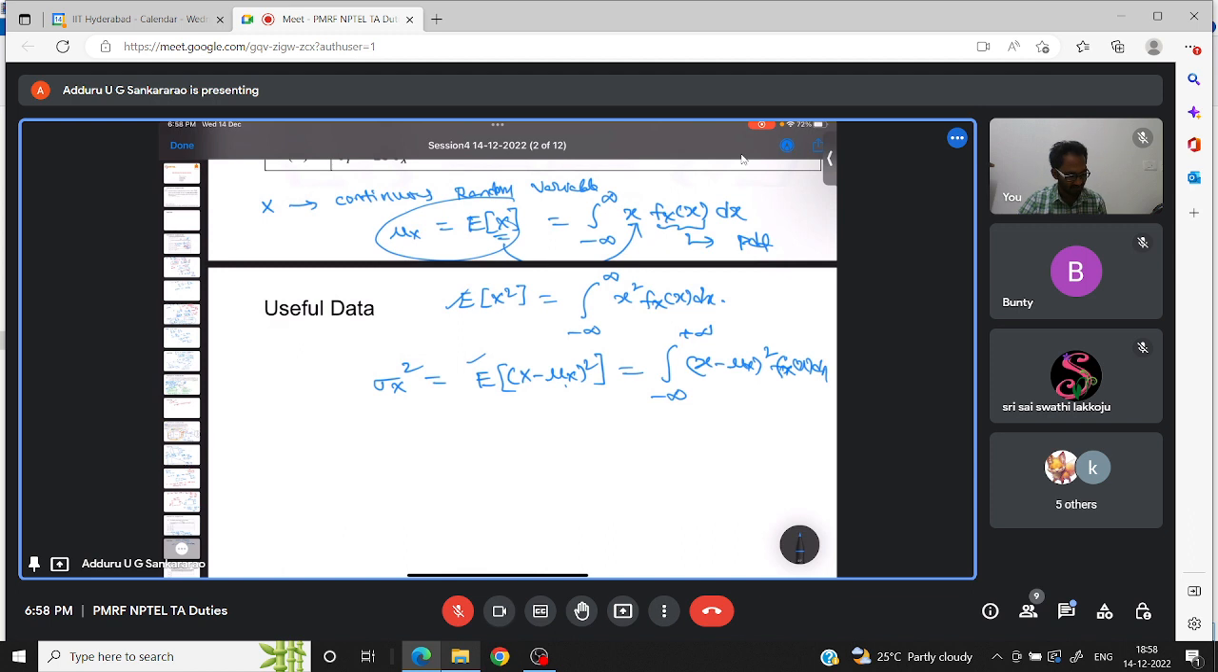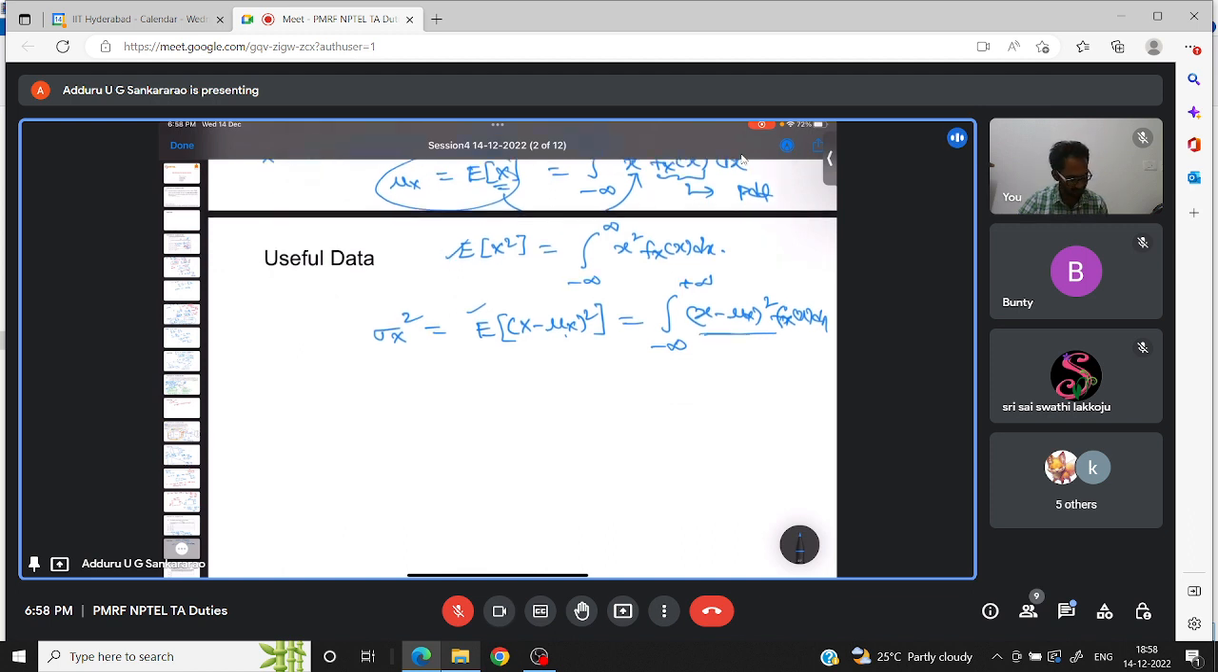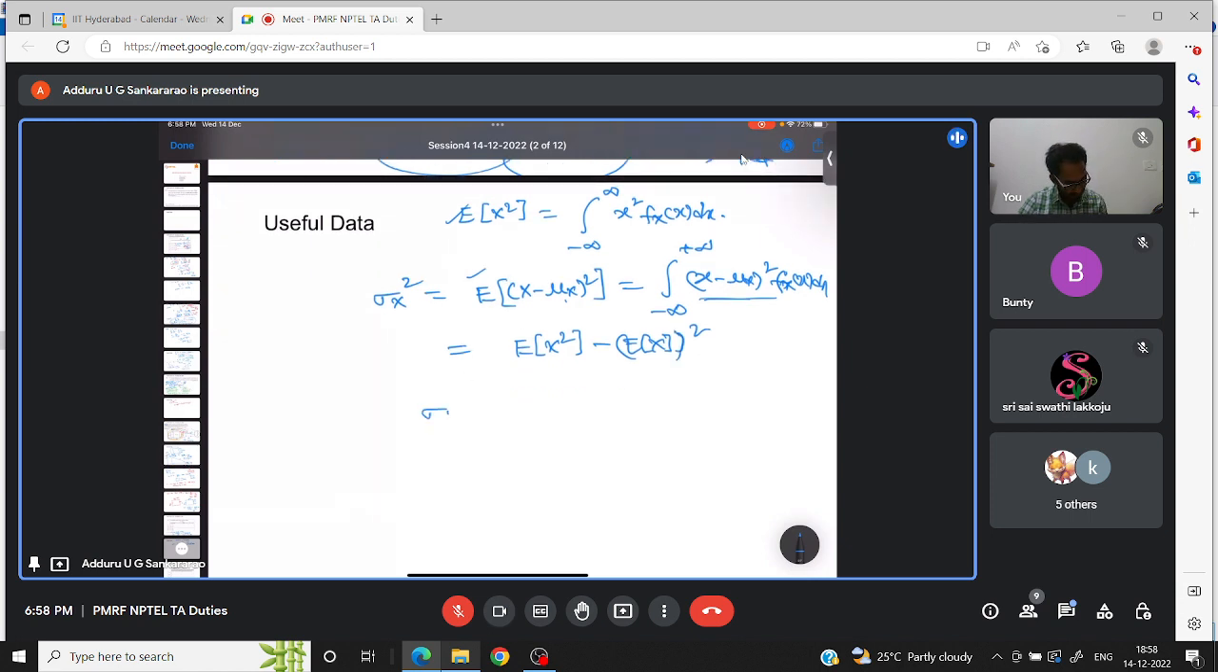If you expand this, I think you have already studied it, you will get something like this: expectation of x square minus expectation of x whole square. Okay, this is the variance. That means I can write variance as the second moment minus the mean square, the square of the mean. So this is the variance.